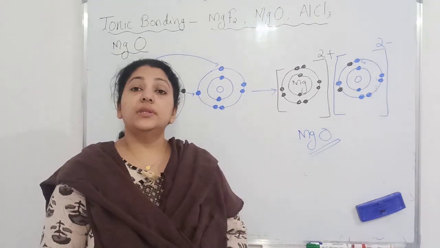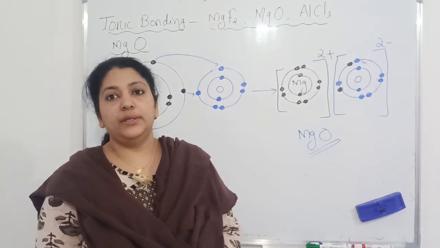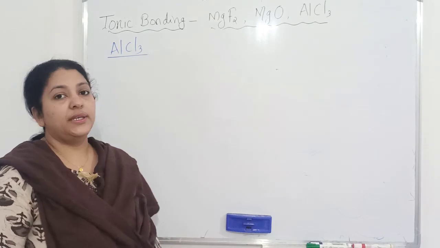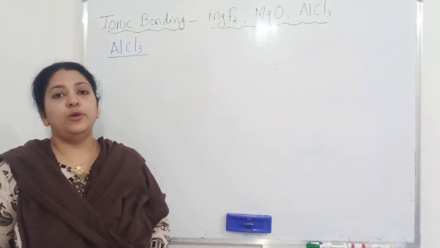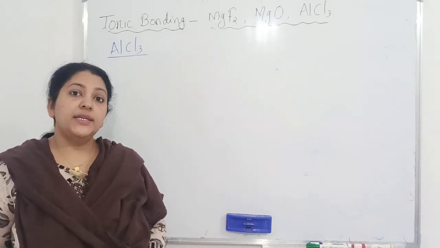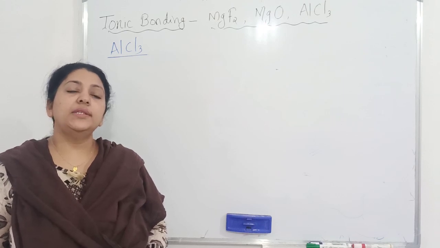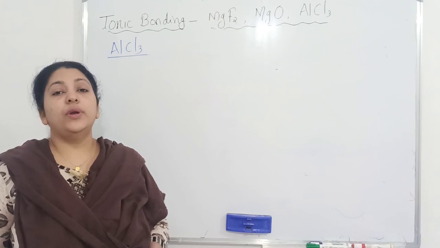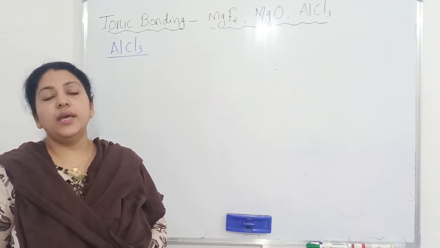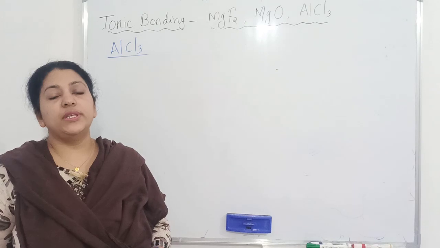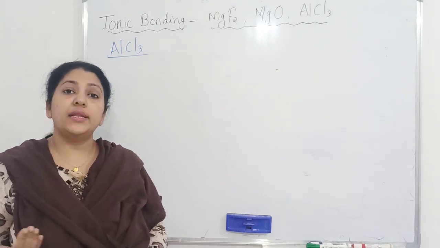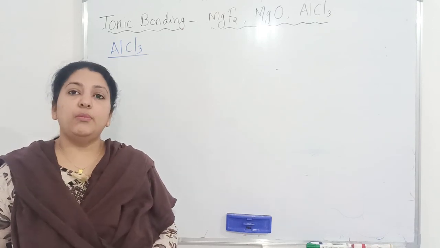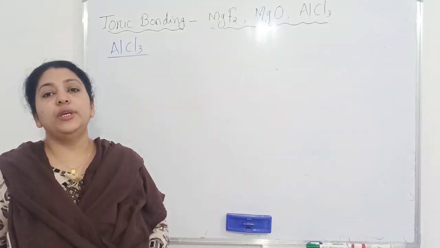Now we will move to the third one, aluminium chloride. Now the last one is aluminium chloride. So what is the chemical formula of aluminium chloride? It is AlCl3. We know that aluminium has a valency of 3 and chlorine has a valency of 1. So by swapping around these valencies you will get the formula AlCl3. Clear? Now let's try to draw the ionic bonding in aluminium chloride.